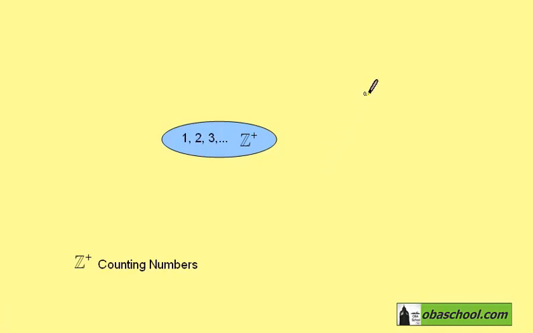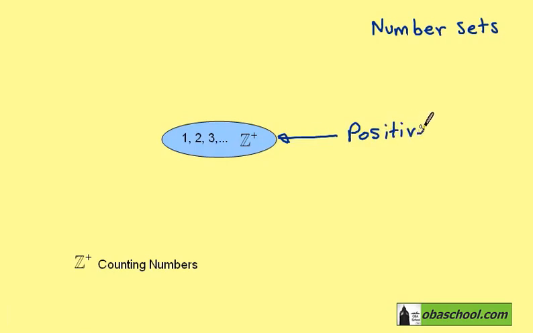Here we're going to discuss some number sets which are regularly used in discussion of mathematics. The first set that we're going to use is the set Z plus, the counting numbers. Another way of looking at these is that they are the positive integers. So we have the set Z plus, which is the positive integers.